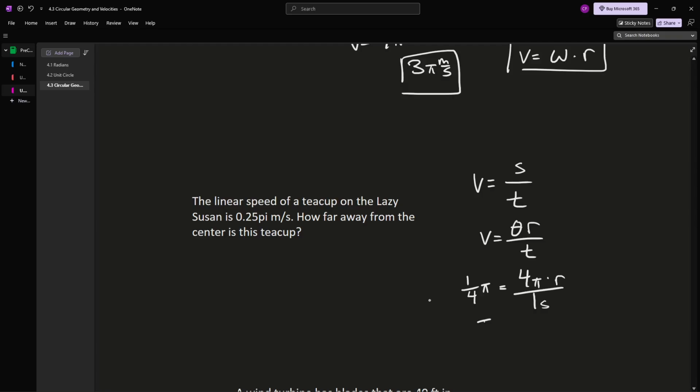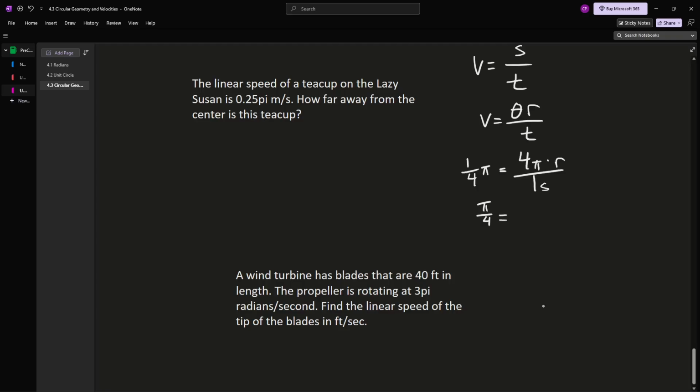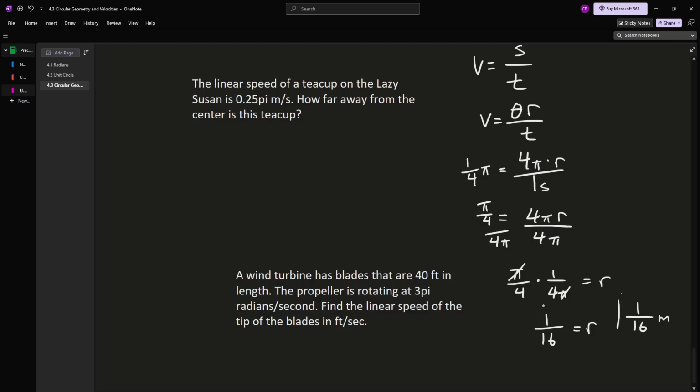I now divide. So pi over 4, dividing it by 4 pi. That was very messy, but let me just clean it up. Pi over 4 equals 4 pi r. Divide by 4 pi now. Pi over 4 divided by 4 pi, so it's multiplied by 1 over 4 pi, equals r. The pi's cancel out. So 1 over 16 equals r. 1 over 16 meters.